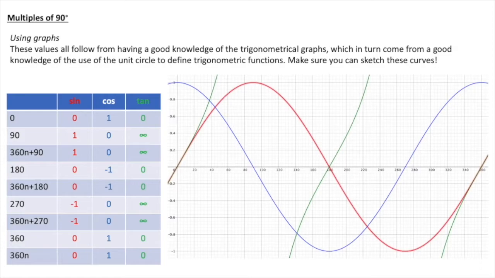Similarly, for 360 times any whole number, n generally stands for whole numbers of course, 360n plus 180 will have the same values as 180. If we add 270 to 360n, we get the same values as we do at 270. And for 360n, we get the same values as we do at 360, which of course are the same values we get at 0. So these you need to know, or you at least need to be able to sketch the curves so that you can bring them back to mind if required.